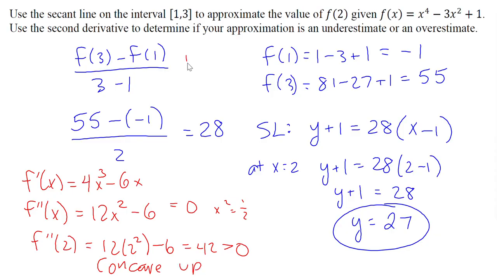And if the function is concave up, just sketch a concave up graph and a secant line. You can see that the secant line on the interval in which the function is concave up is going to be an overestimate. It's going to be above the true value of the function.